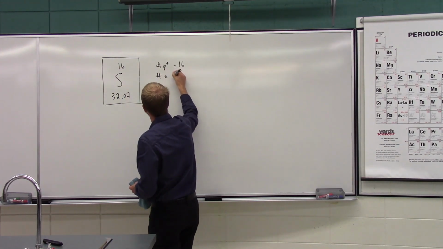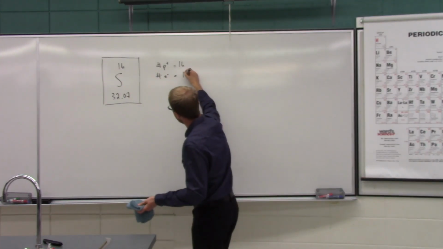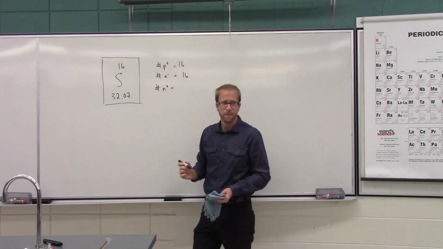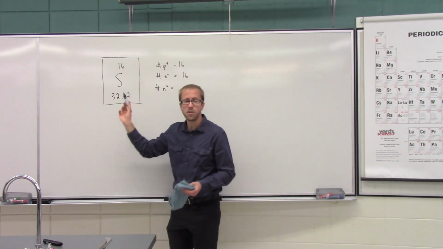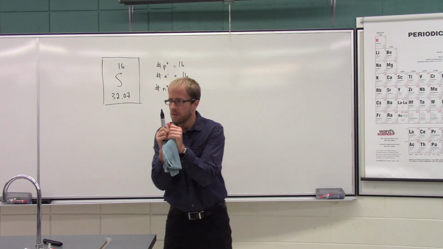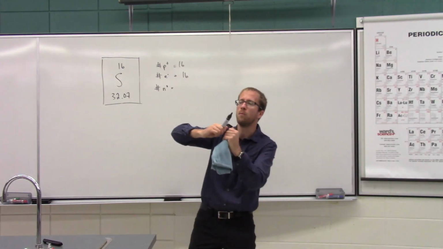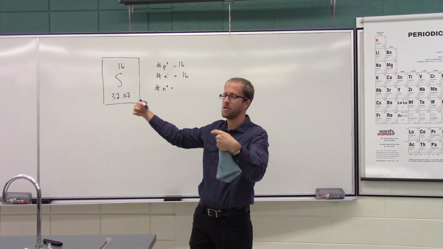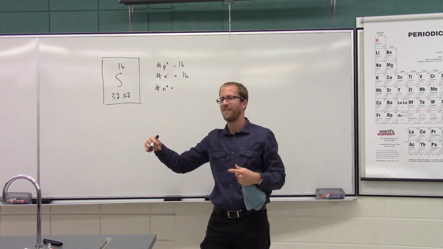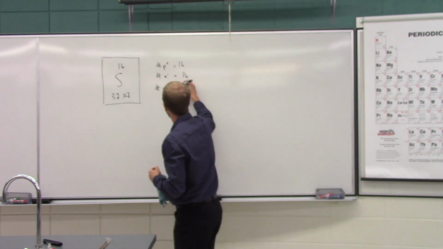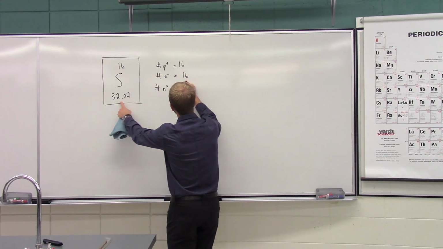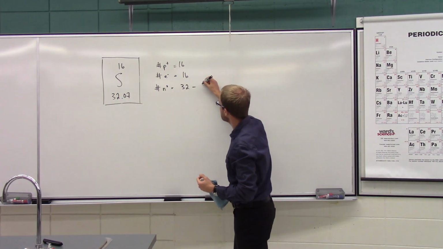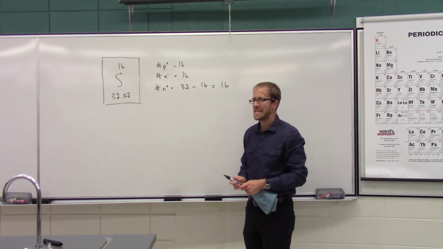What is our number of electrons? 16 yet again. And what is our number of neutrons? It's not 32, 32 is everything, right? So that's going to be our nucleus. That's our protons plus neutrons. We need to remove our protons, therefore we have 32 minus 16 is 16. So it's the mass of our nucleus, 32, minus taking out those protons and being left with those 16 neutrons.